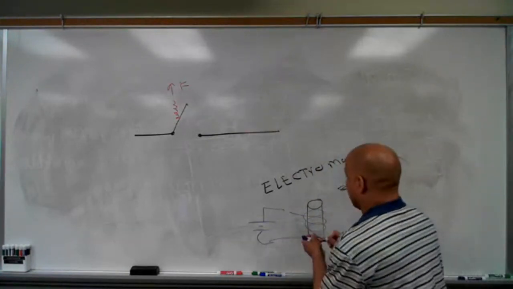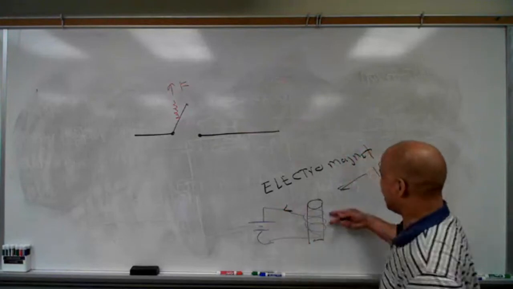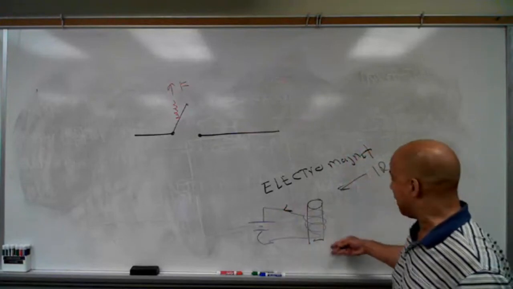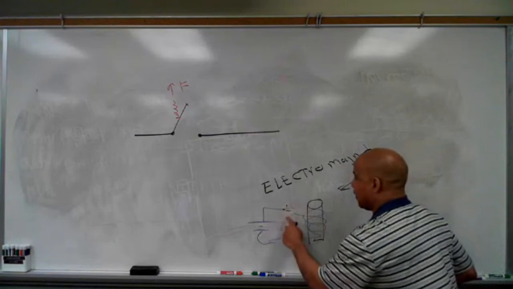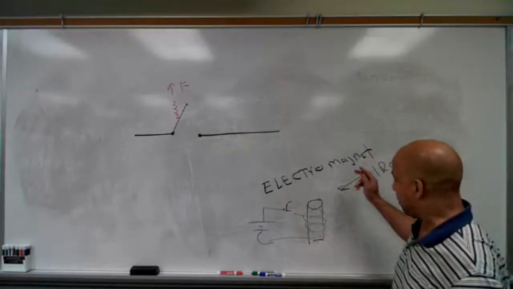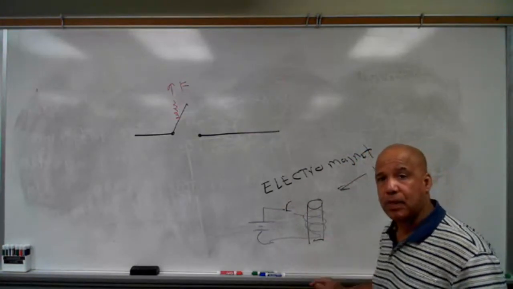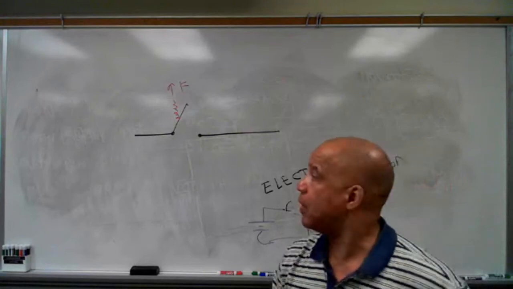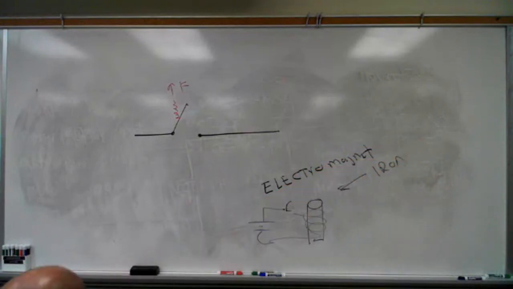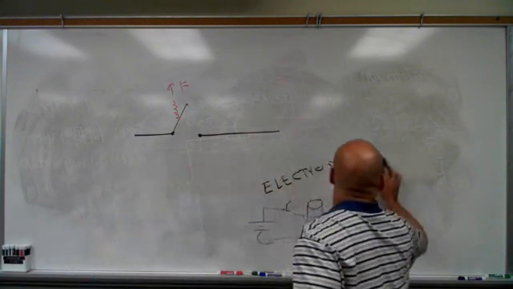As a matter of fact, you can put a switch here. You close the switch, you magnetize this piece of metal, and you can pick up things with it. You open the switch, you don't have a magnet anymore, and the paper clip will fall off. It's a little bit more than that though. Do I have time? Yeah. I think I can do this in two minutes.